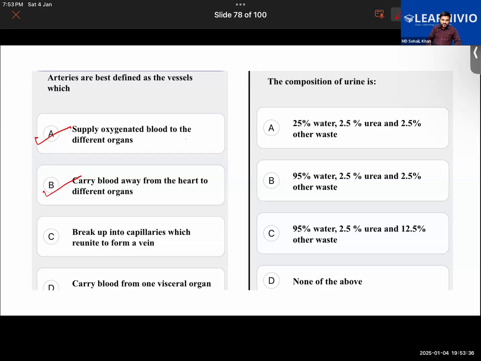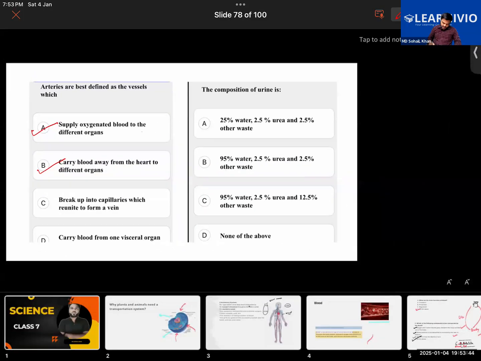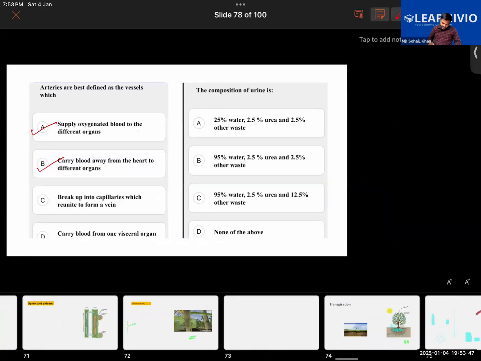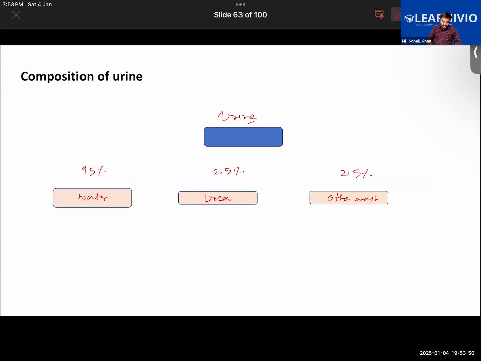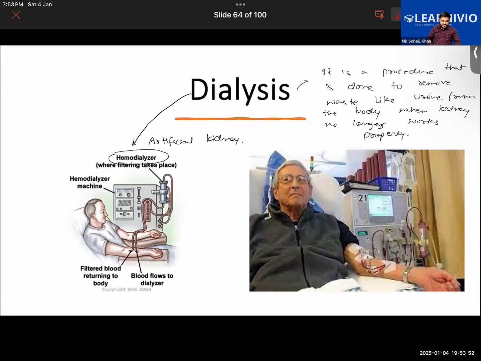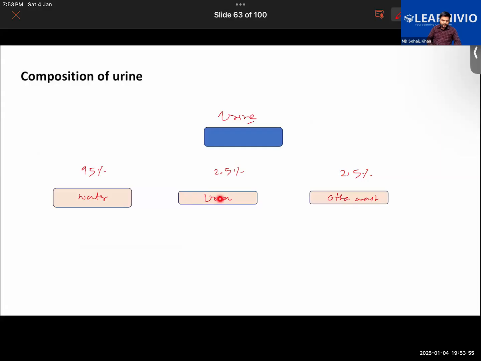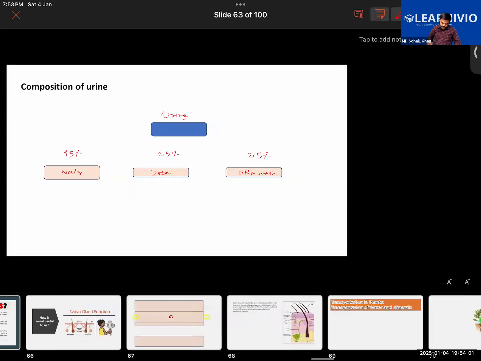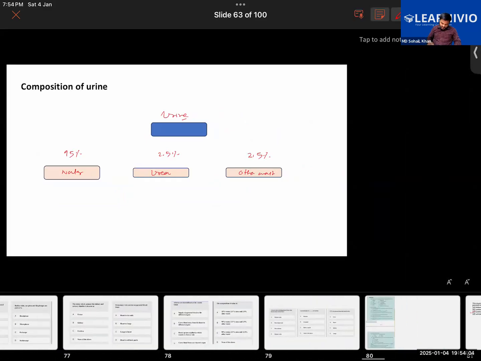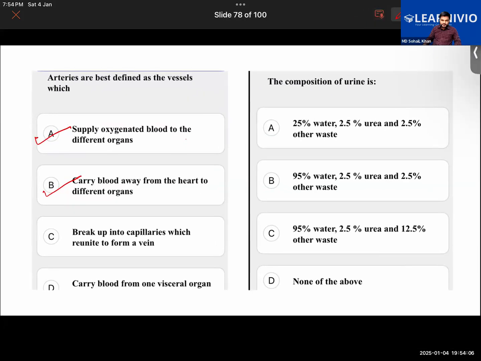The composition of urine. Sir, we didn't learn this. No, we did learn this. Recall, last class I wrote these things, right? 95% of water is there in the urine, 2.5% urea, and 2.5% other waste. I don't remember that. Now answer it. So it's 95% water, 2.5% urea, and 2.5% other waste. Good.